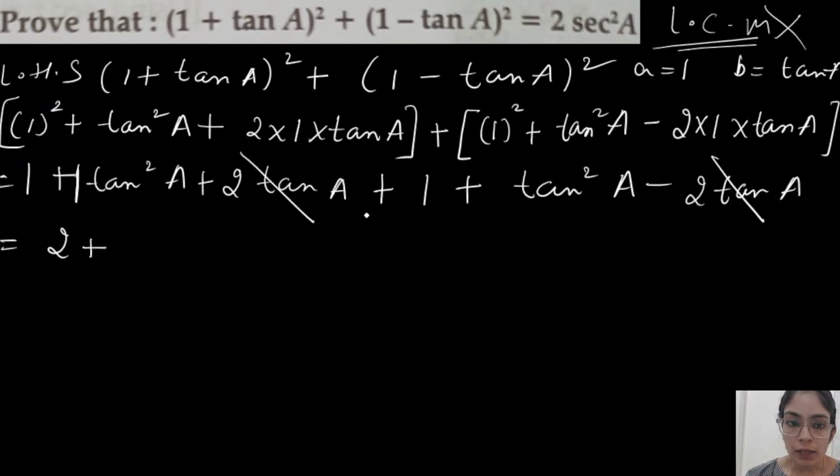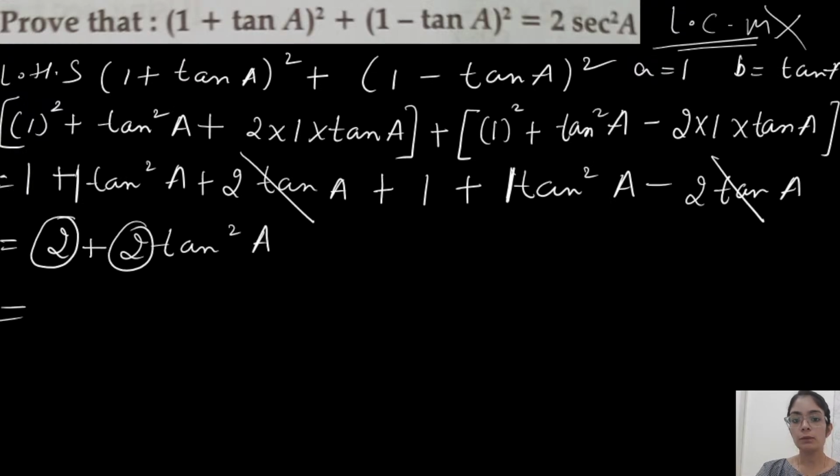Tan square, see this is 1 tan square, this is also 1 tan square. So 1 tan square plus 1 tan square will become 2 tan square A. Now we can take a common factor. See, this is 2 and here also 2. In both the terms 2 is a common factor. So we can take it out. So here nothing is there, that means we can write 1 plus tan square A.